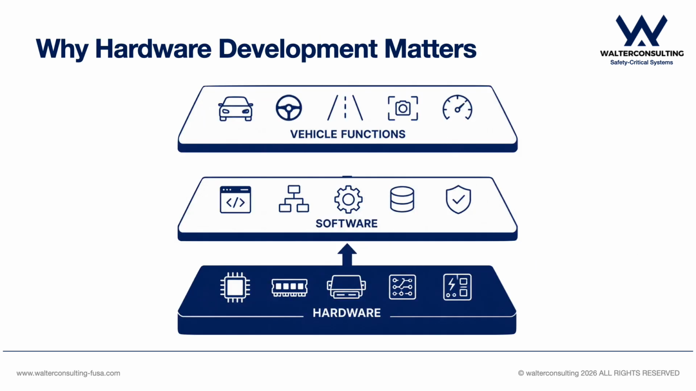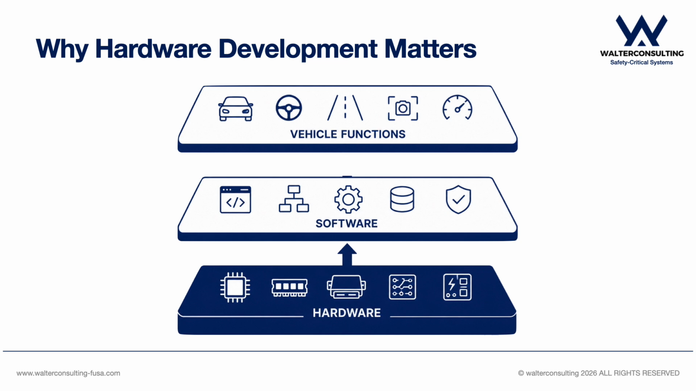Modern vehicles rely on increasingly complex electronic hardware, microcontrollers, sensors, power electronics, communication interfaces, and many other components. If the hardware cannot perform reliably, even perfectly designed software cannot achieve functional safety. For this reason, ISO 26262 dedicates an entire part of the standard to hardware development. The objective is not simply to create hardware. The objective is to create hardware that supports the required level of functional safety.